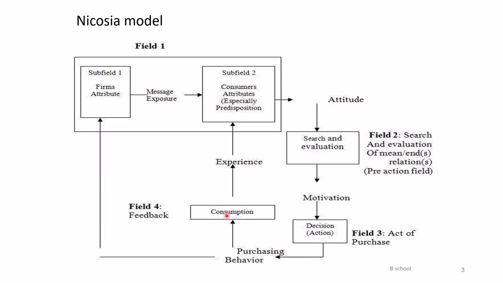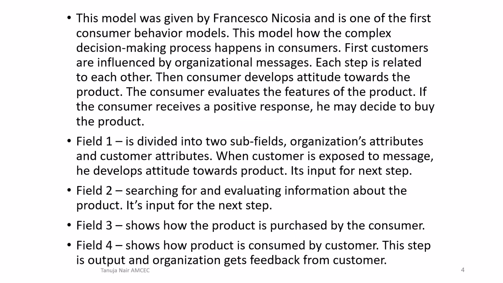Field 4 is how the consumer consumes the product and how the experience of purchasing and consuming the product influences his attributes again, and the company gets feedback about the consumer's experience of purchasing and consuming the product. This is the Nicosia model. In short, I have explained to you the Nicosia model, which consists of four fields.